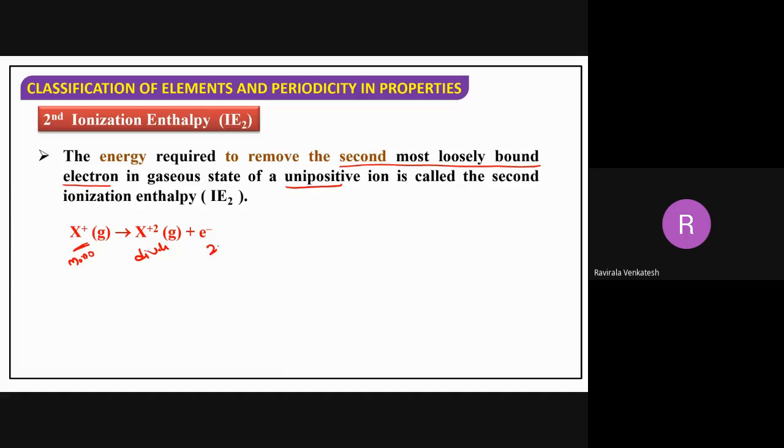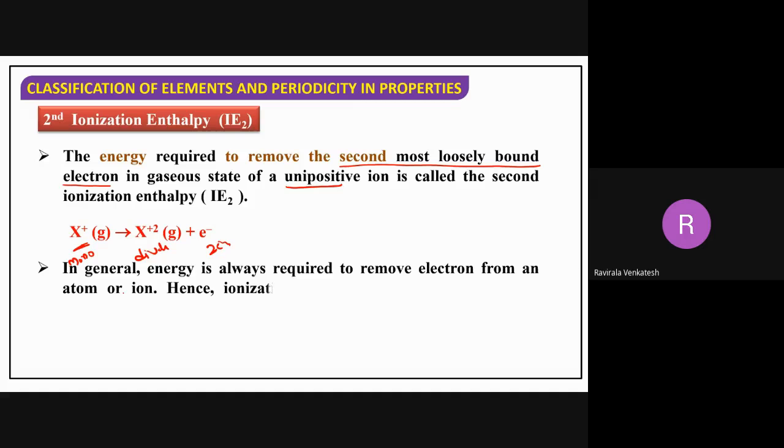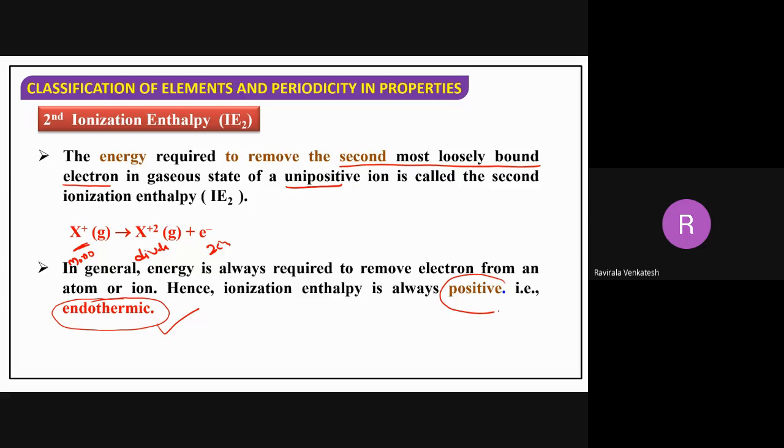You have now removed which electron? The second electron. Now in general, energy is always required. In any case, if you want to remove an electron, we have to supply some energy. So we call it an endothermic process. Supplying energy is called what? Endothermic process. And the enthalpy will always be positive. Delta H is always positive, because whenever you are supplying energy, it means endothermic, so delta H is positive.